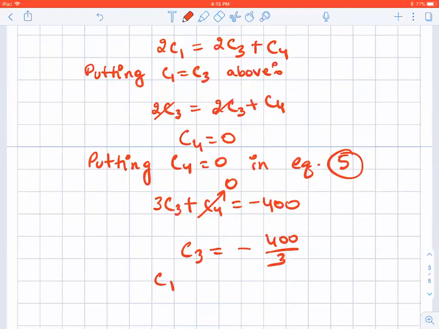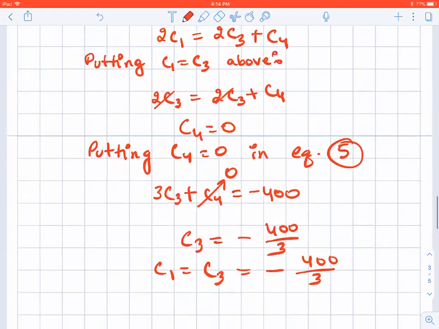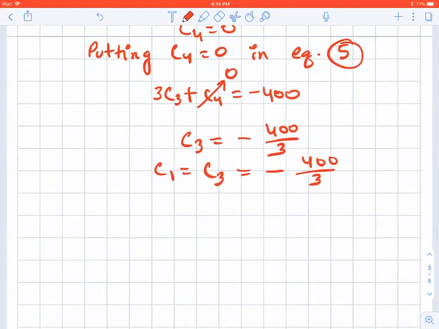And remember, C1 is equal to C3. So C1 is also equal to minus 400 by 3. So now I'm going to write down my equation for the slope as well as the equation for the deformation.